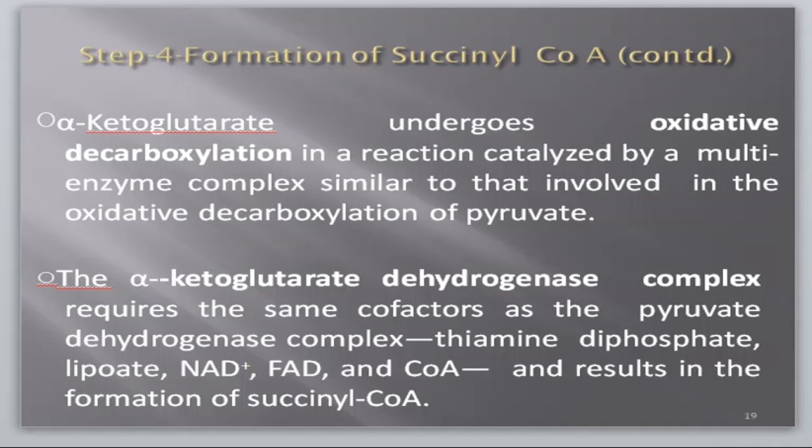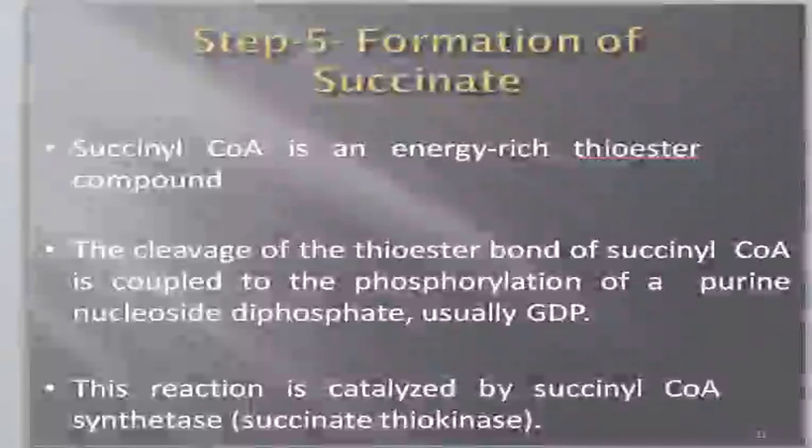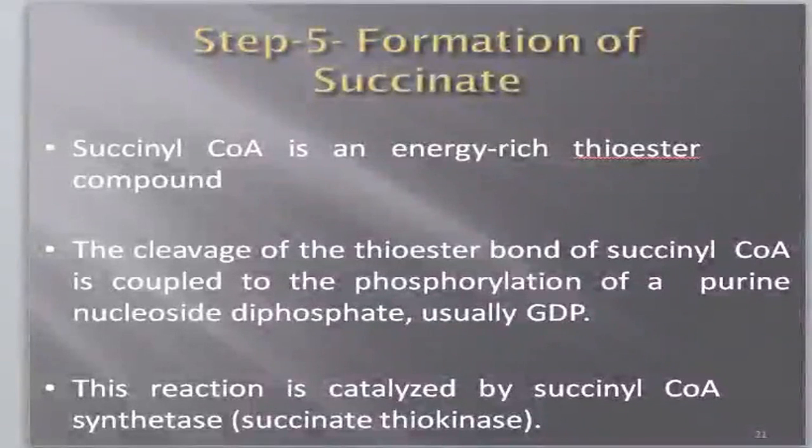If you remember, I have already emphasized the importance of these cofactors. What are the sources from which these cofactors are derived? These cofactors are derived from the vitamin B complex. If a person has vitamin B complex deficiency, it will impair the TCA cycle by impairing the function of pyruvate dehydrogenase and alpha ketoglutarate dehydrogenase, as they are dependent on these molecules for their performance in the TCA cycle. We are at step 5 of the TCA cycle, that is, formation of succinic acid.